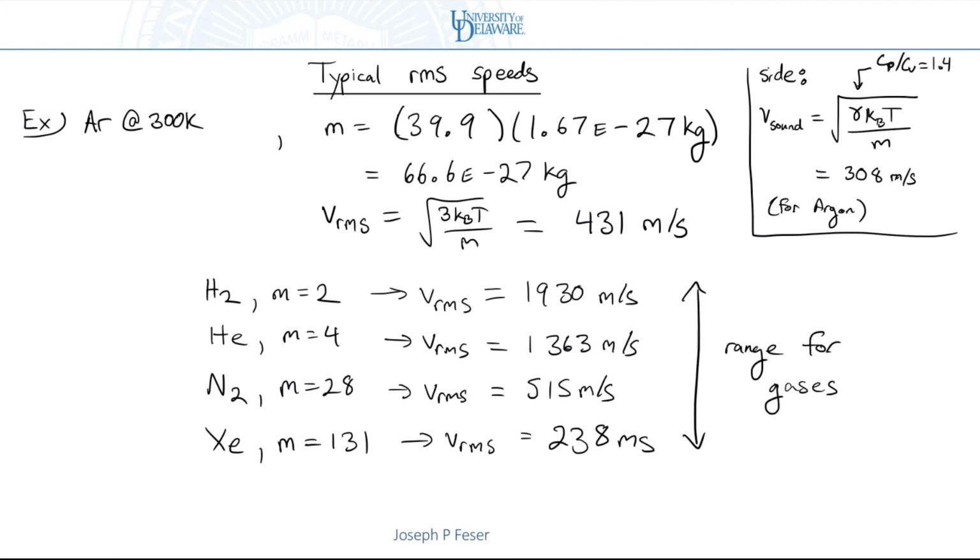At room temperature, anyway. If you want to get up to super high speeds, you can of course go to super high temperatures, but remember, it's a square root behavior. If I double the absolute temperature, I only increase the speed by a factor of 1.4. So those are some typical calculations.